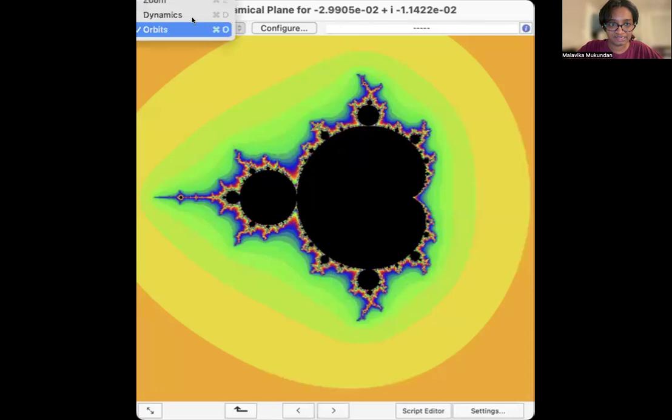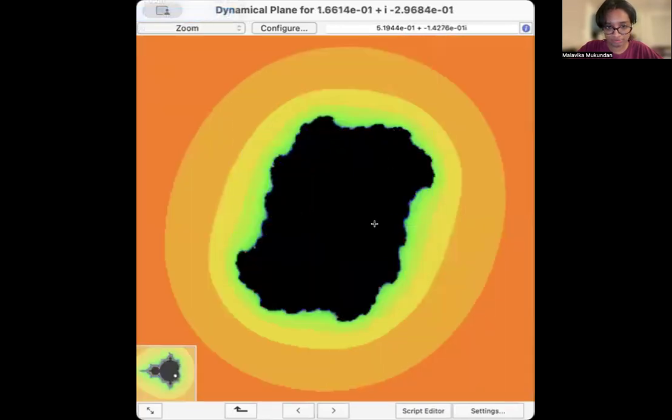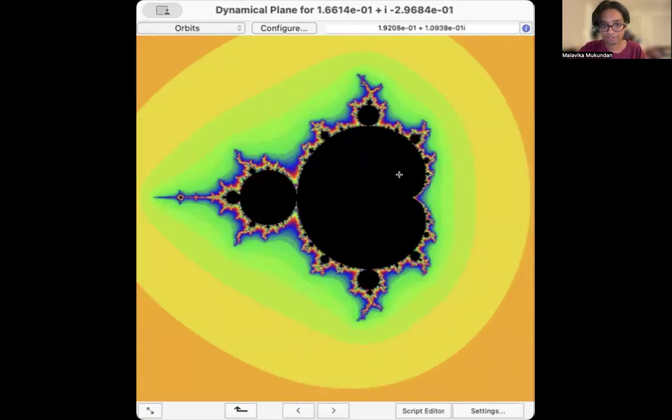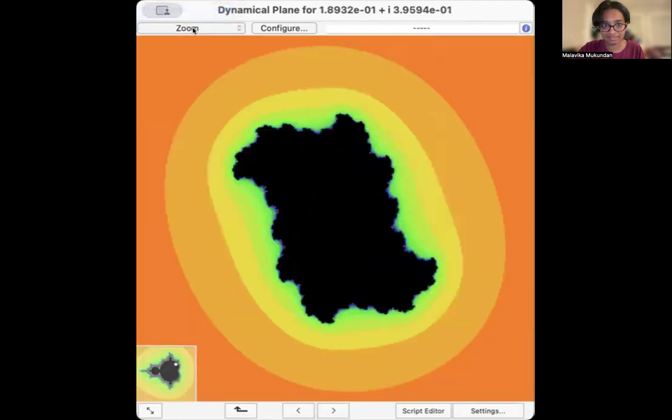If I look at any other polynomial inside this component, for example this one, now 0 is somewhere here. You'll see that 0 is no longer fixed, but it's still tending towards a fixed point. So this fixed point is an attracting cycle of period 1. In fact, if you choose any polynomial inside this big cardioid, if I pick something here, the same thing will happen.